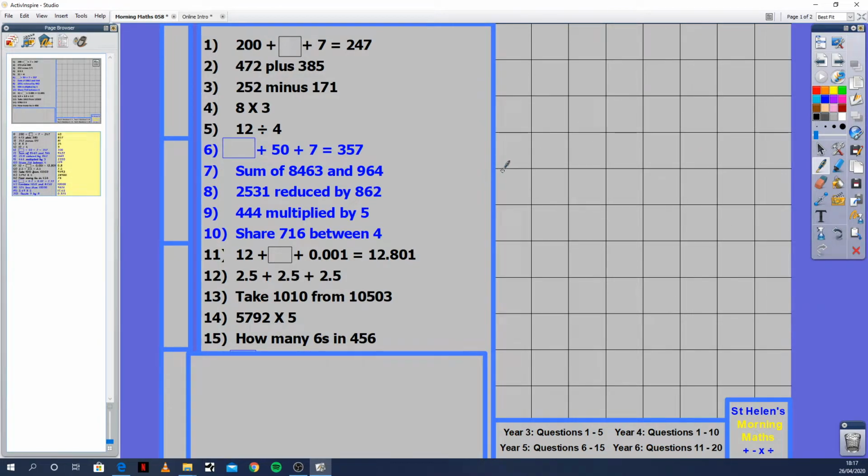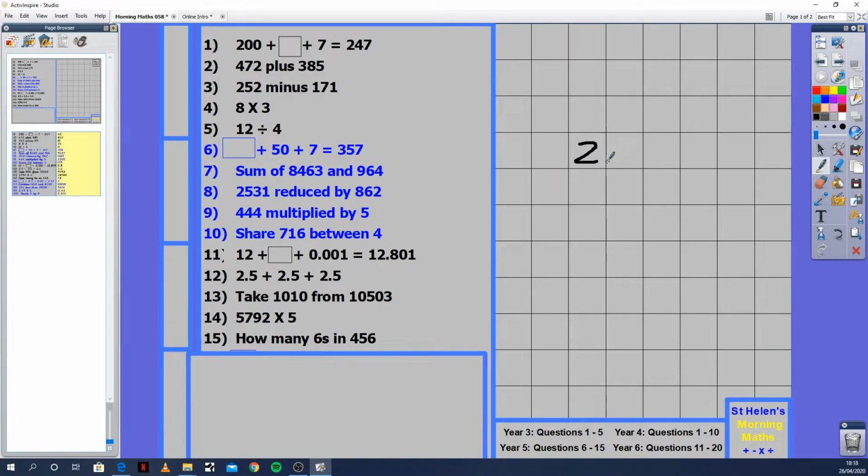2.5 plus 2.5 plus 2.5. You can either add this in the column method one by one, or you can go 2.5 plus 2.5 and then have 5 and then add 2.5. You could do it in your head. What's 2 plus 1.5 plus 2.5? It is 5. Add another 2.5 and it is 7.5.